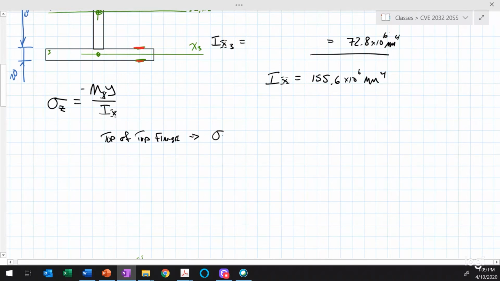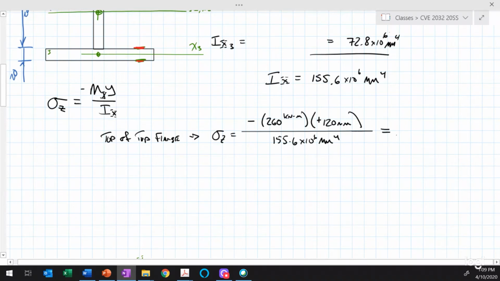And for that, we get sigma in the z direction is equal to minus M, and M is 260 kilonewton meters. And the y value that we'll use here is a positive 120 millimeters for the top of the top flange. Then we would have our value of I, so this is 155.6 times 10 to the 6th millimeters to the 4th.